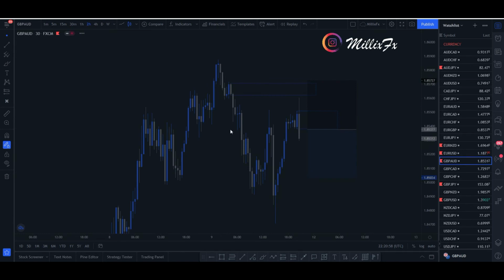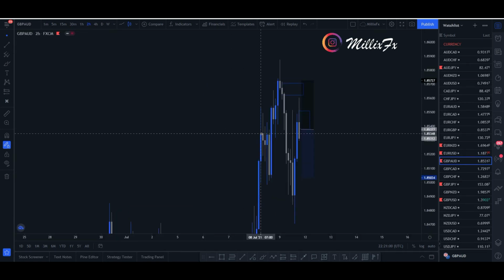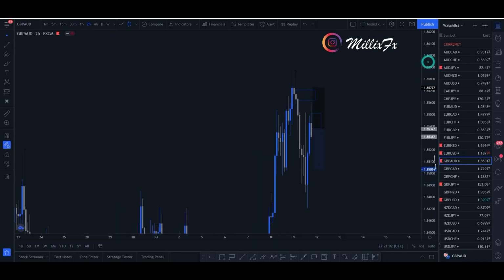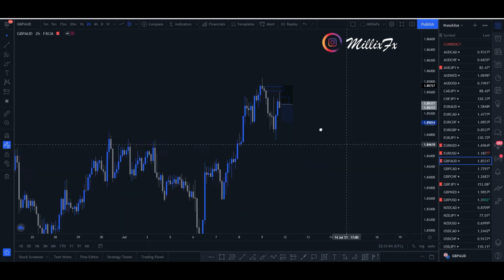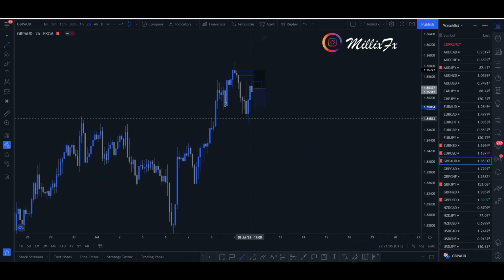On the 2 hour time frame, what I look for on Aussie dollar is price returning to tap into an entry. As I said, this is a break of structure, so let's just mark it out and identify this as a break of structure, that BMS.